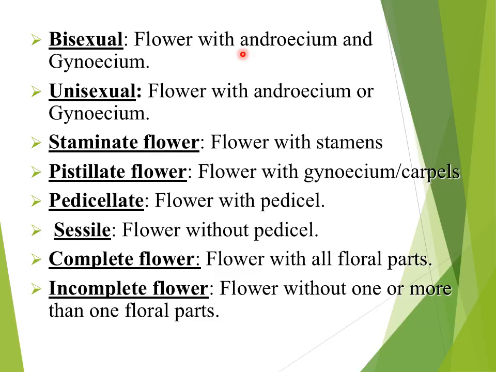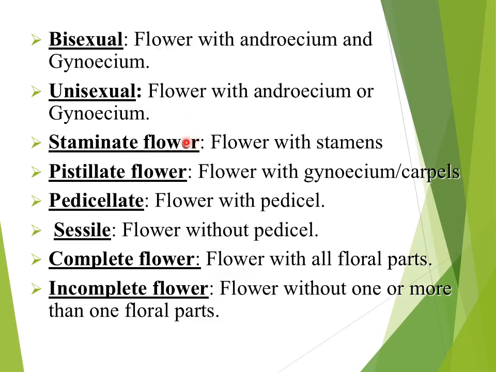Unisexual, the flower with androecium or gynoecium only. It means that only the one sex is present. Maybe the flower would be the staminate or maybe the pistillate. Staminate means the flower with the stamens only. If they are with stamens, then the flower would be unisexual. And if the flower is with gynoecium only, the flower is said to be the pistillate flower.